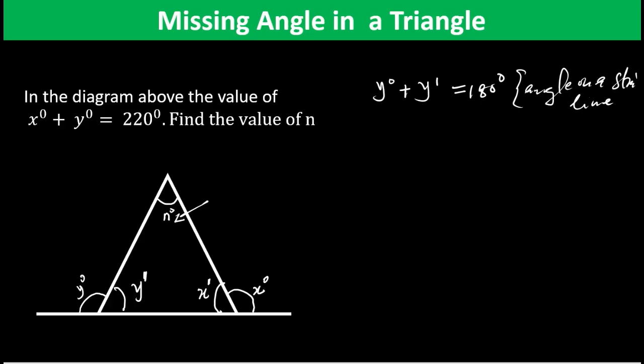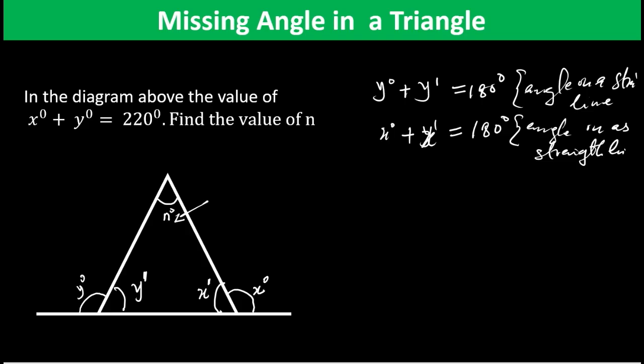Permit me to just shorten it this way. Then for x degrees plus x prime, you see that's another 180 degrees. Same thing, it's angles on a straight line. So that y prime, which is inside this triangle, is obviously the same thing as 180 minus y degrees, and x prime also is the same thing as 180 minus x degrees.